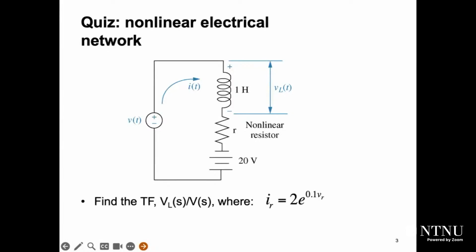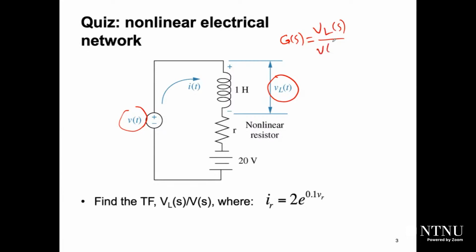So this one, you can take it as a quiz. It's an RLC circuit, and we did that last time also. And we need here to find the transfer function, which is VL divided by VS. So we need to find the transfer function, which is VL divided by the input. So we can say that the transfer function here will be VL of s divided by V of s.